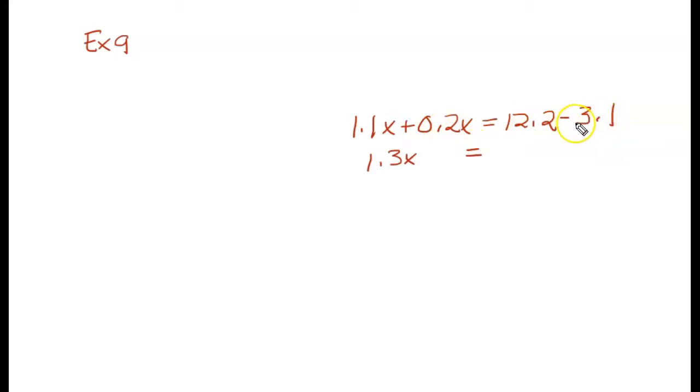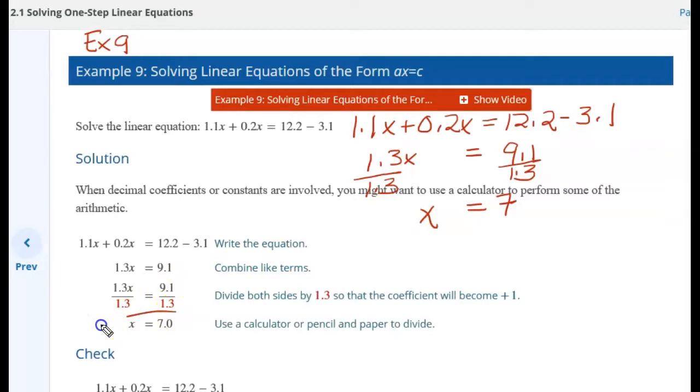And this, we're going to subtract this. This is going to give me a 9.1 when I do this subtraction. And I divide now by the numerical coefficient of the x, 1.3, both sides. And I then get a 1x, I don't write the 1, and this is 7. We'll check our work, and it looks good.